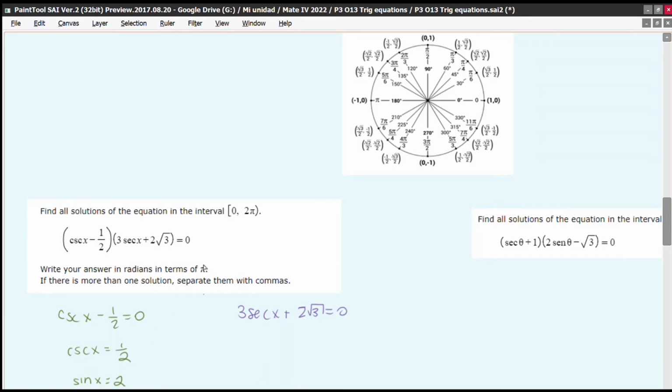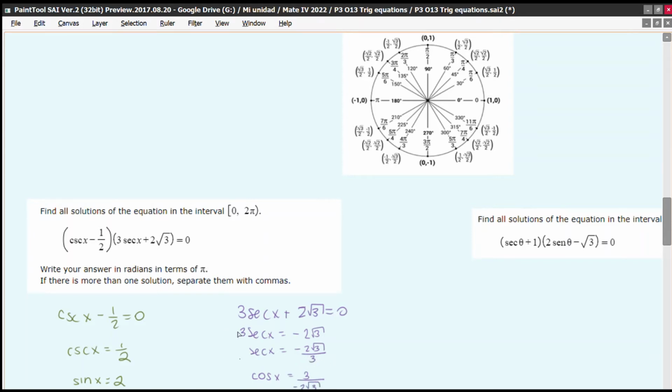Let's check the other one. So I have a secant, so I have to leave it alone. I have 3 times the secant of x, I'm going to pass this to the other side, minus 2 square root of 3. And then I'm going to divide my entire equation by 3. So this is 2 square root of 3 over 3. Now, I don't like secants because I'm better at thinking in cosines. So I'm going to flip my entire equation. The reciprocal of secant is cosine, and the flipped of this number is 3 over minus 2 square root of 3.